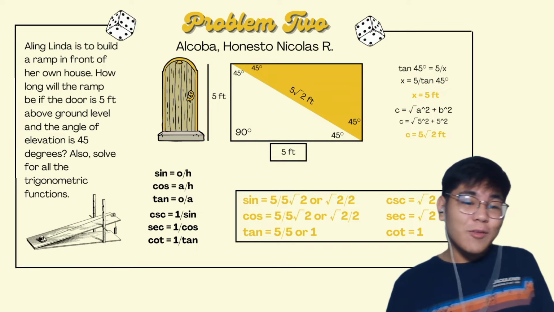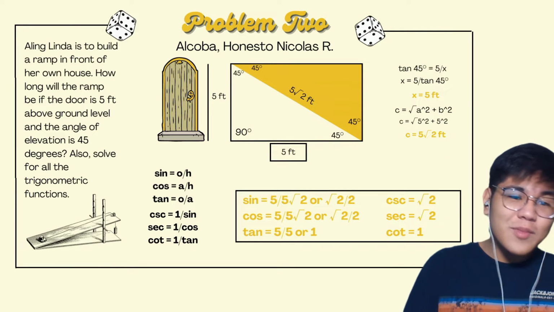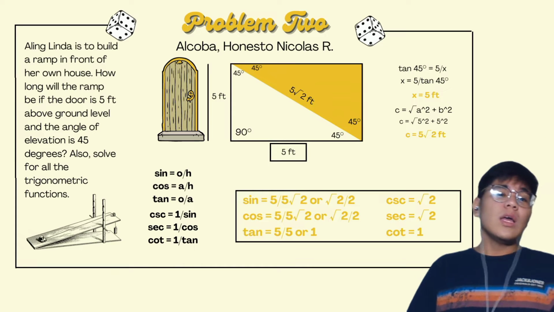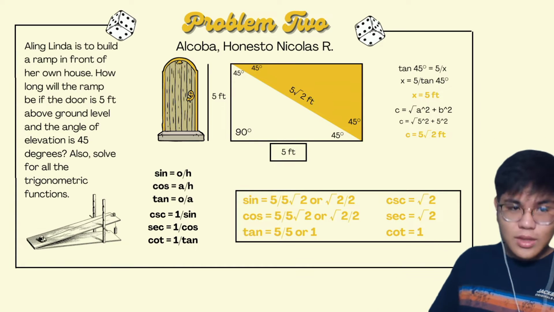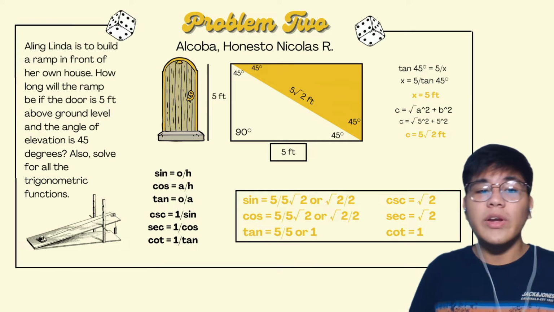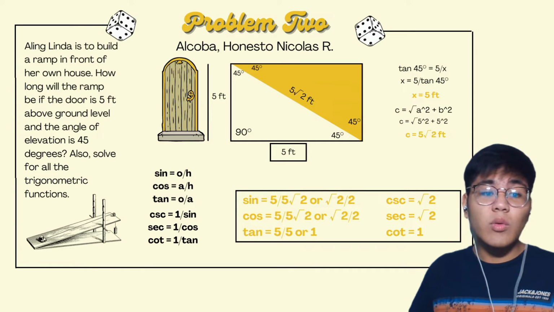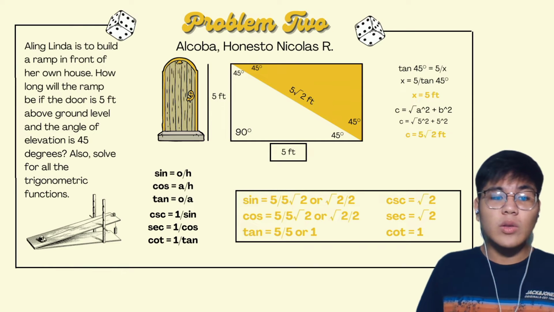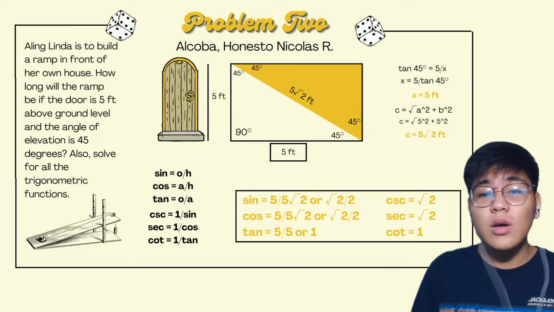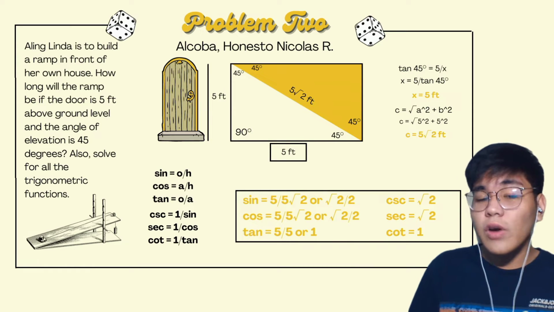We're on to our second problem. Are you all excited? Because after this, we can advance to the next level where Ate Casa will lead you to our fun adventures. So now, let's move on. Problem 2. Aling Linda is to build a ramp in front of her own house. How long will the ramp be if the door is 5 feet above ground level and the angle of elevation is 45 degrees? Also, solve for all the trigonometric functions.